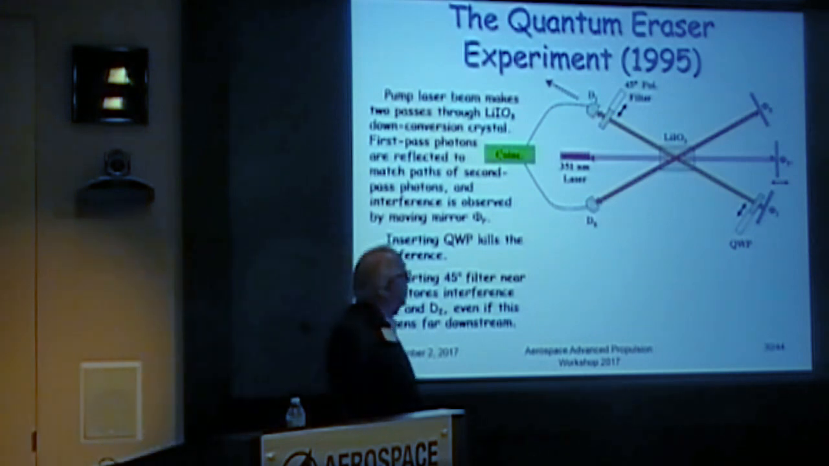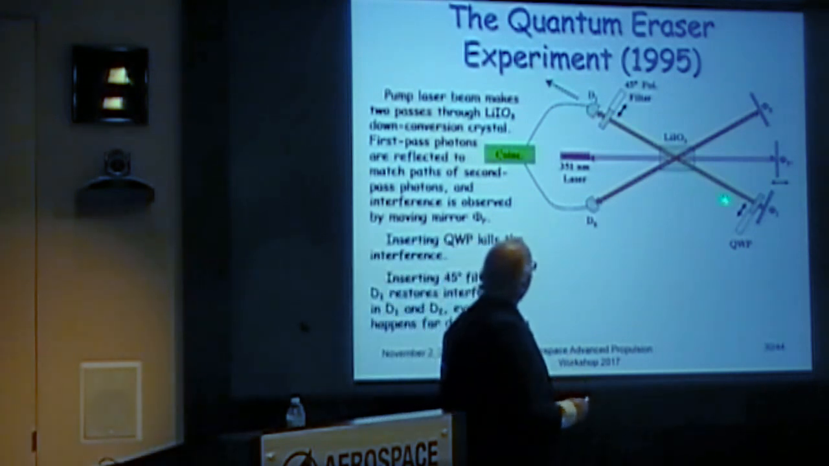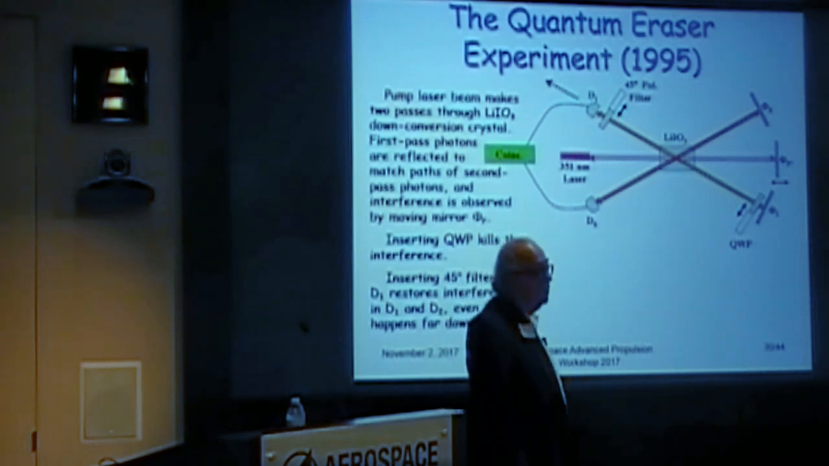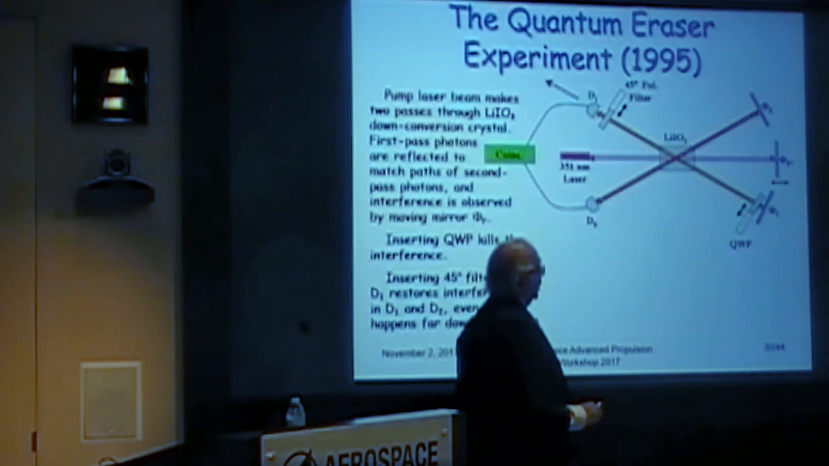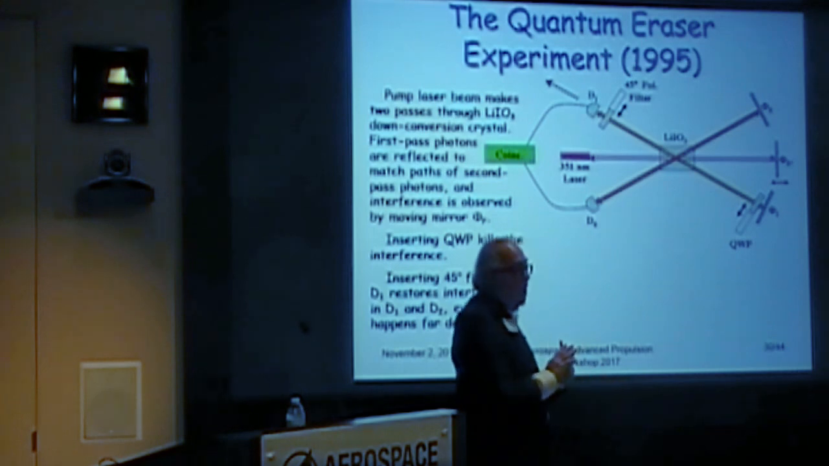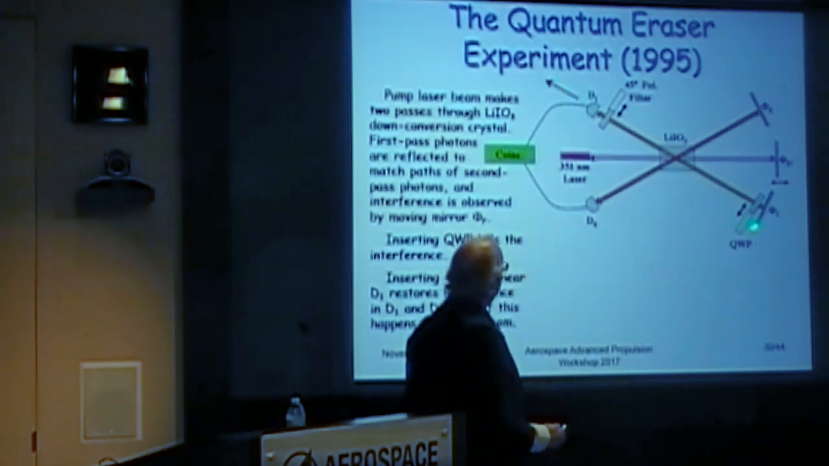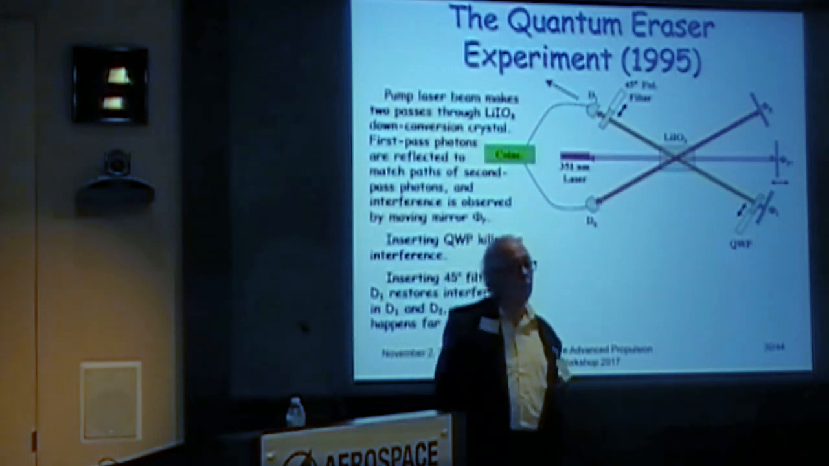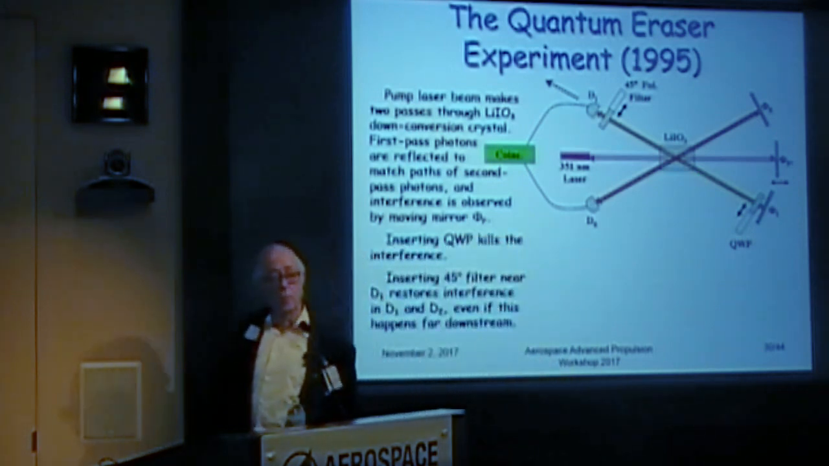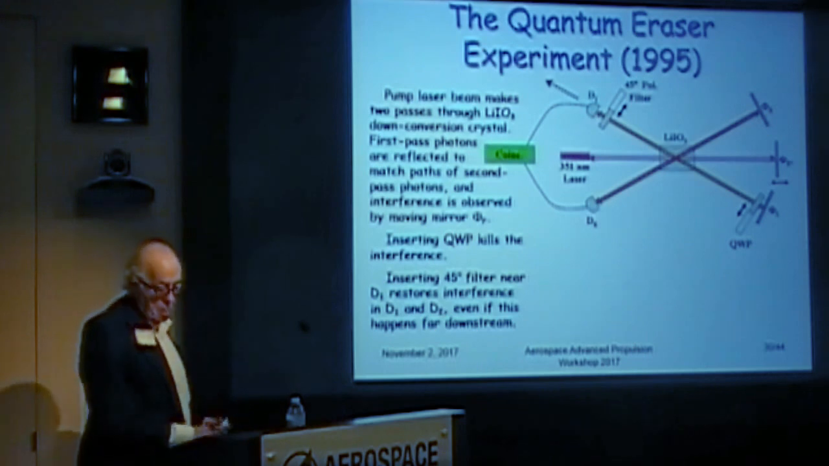How do you explain this? Well, it's easy with transactions, because it doesn't matter whether you do this early or late. If you have conflicting polarization states, you get transactions forming involving only one path. If you have compatible polarization states, you have transactions forming involving both paths, and so it's very easy to explain what's going on in the experiment. Any questions about that?